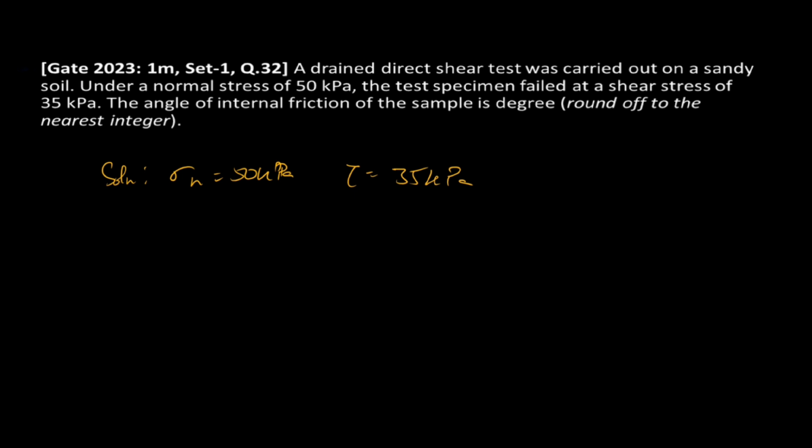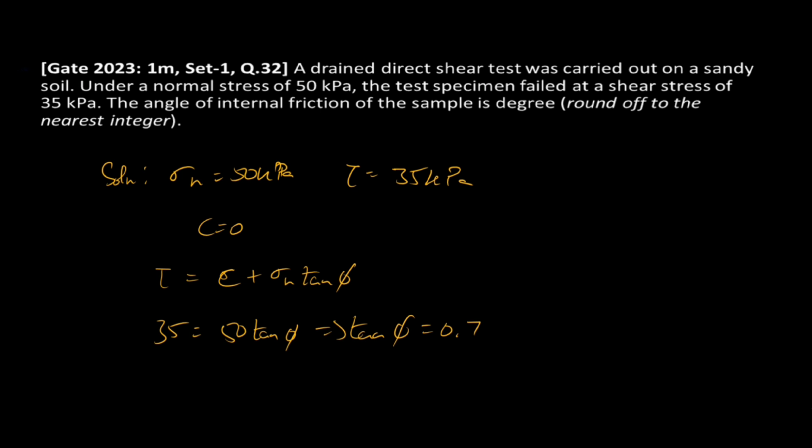Since the test has been conducted on sandy soil, the value of cohesion will be equal to 0. From the shear stress relation, tau equals C plus sigma n tan phi. Since C is equal to 0, 35 equals 50 tan phi, which gives tan phi as 0.7. By solving this, we get phi equal to 35 degrees.